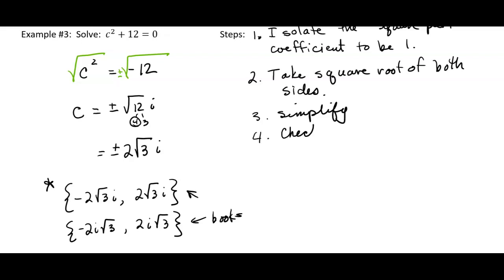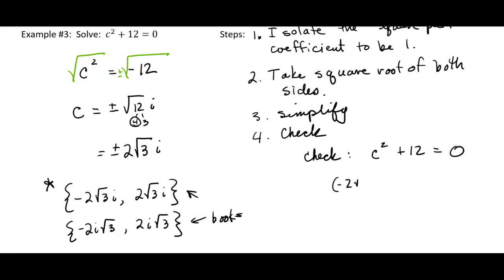Now, this is not to say there are going to be any extraneous solutions, but it's always a good idea to check when you're solving an equation. Check and see if it works. I'm not always going to write the check out for you, but I will on this problem. Okay, so to check it, you're going to take the original equation, c squared plus 12 equals 0. And you're going to take one answer, so I'll take the negative one first.